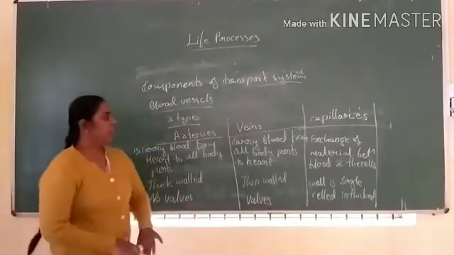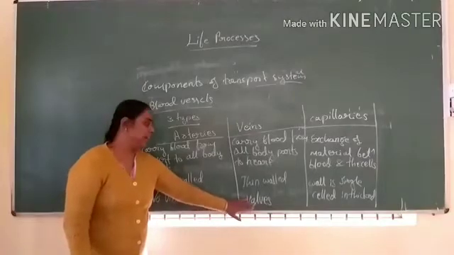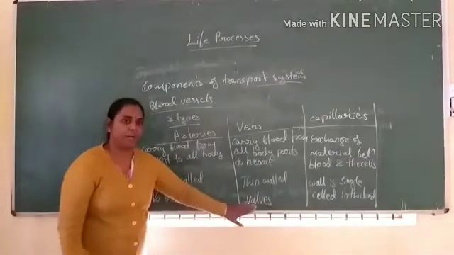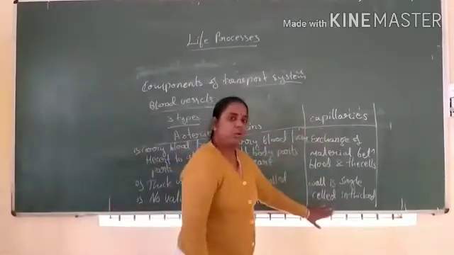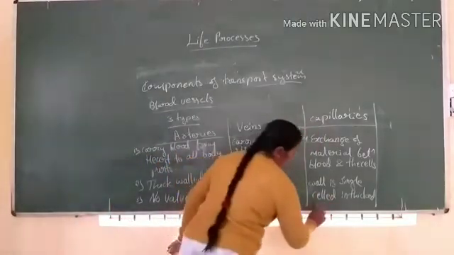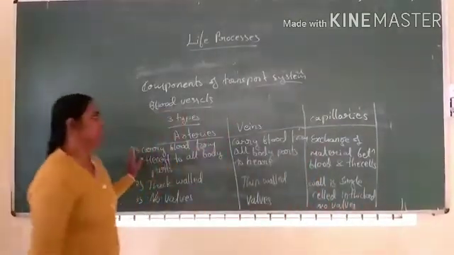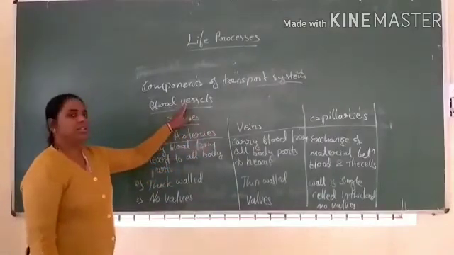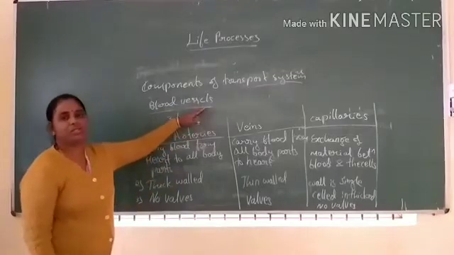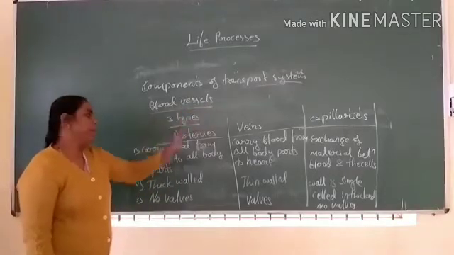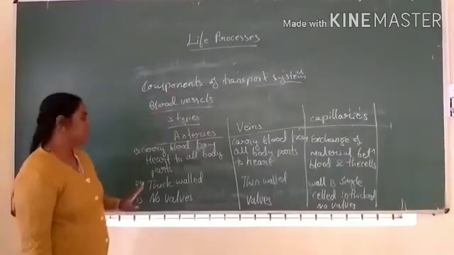The veins have valves to prevent the backflow of the blood, as they collect blood from all body parts and bring it to the heart. And in the capillaries, there are no valves. So this is what we have studied: the three types of blood vessels in the human transport system. Not only in the human transport system, it is present in all the mammals. So the next part of the transport system is the heart.